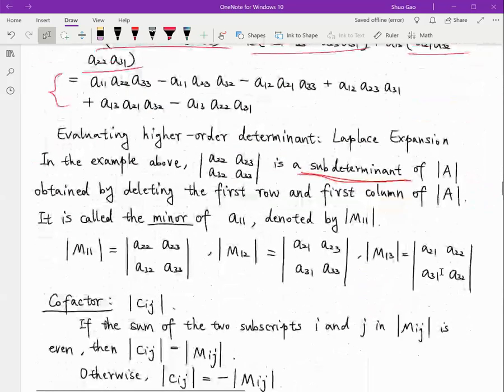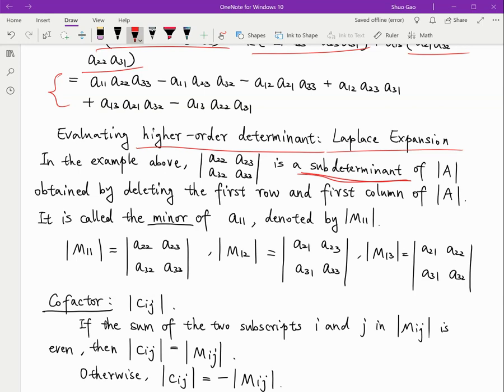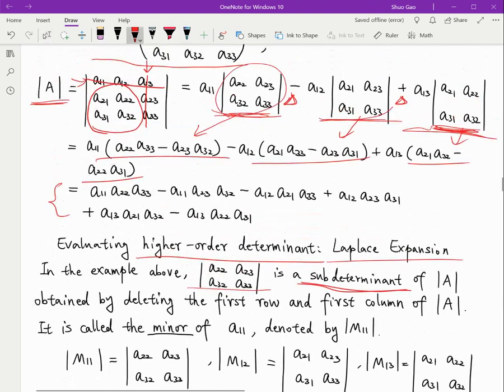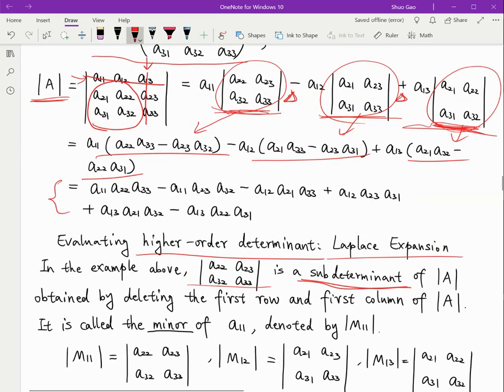Okay, so generally, if we want to find out a higher order determinant, we can use this Laplace expansion. In the example above, this little 2 by 2 matrix behind A11, A12 or A13, the determinant of this little matrix is called a subdeterminant of the determinant of A. And we can obtain this by deleting the first row and first column of A if we are finding the subdeterminant associated with A11. Right? If we want to find out the subdeterminant of A12, then we need to delete the first row, the second column. It depends on which element we use to find out the subdeterminant.